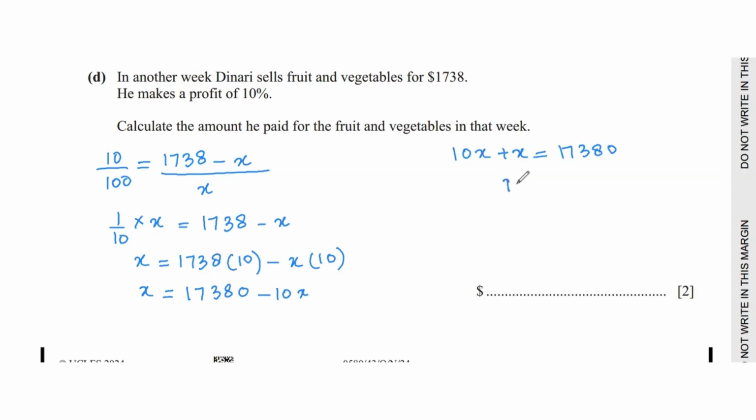Then we add the 2 and then divide that by 11. And that's going to give us $1,580. That is what he paid for the fruit and vegetables that week. Same formula, but what's different is that we're finding the cost now, not the profit.